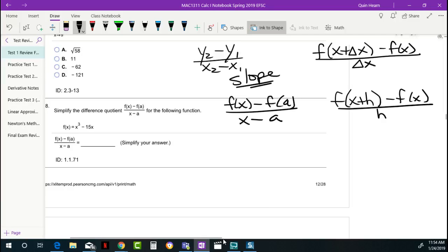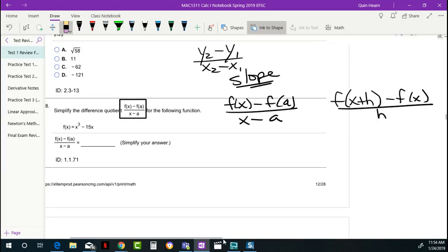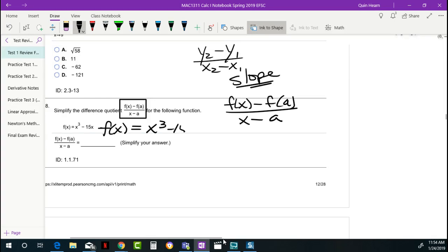Okay, so the one that they're asking us to work with is f of x minus f of a over x minus a. So I'm going to erase these other ones. And the function that they're giving us is written kind of small here. I'll write it bigger. f of x equals x cubed minus 15x. So we're going to plug in and simplify if possible.